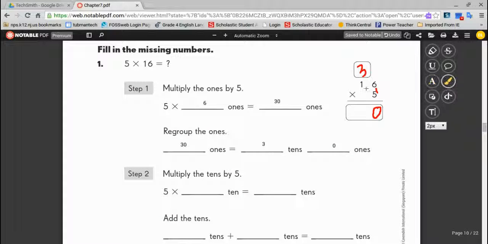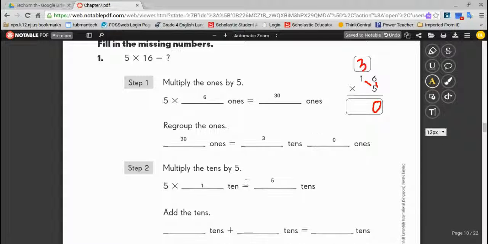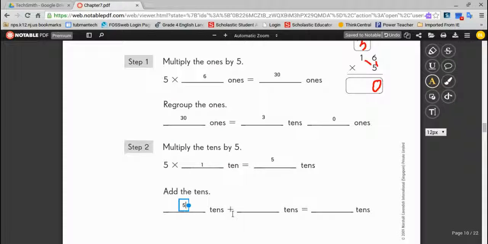Now step 2 would be to multiply the 1 times 5, or the 5 times 1. And we know that 1 times 5 is 5. But then we can't forget about the 3 on top. So 1 times 5 is 5. And again, that's 5 tens plus the 3 on top. So over here are 5 tens plus the 3 tens on top.